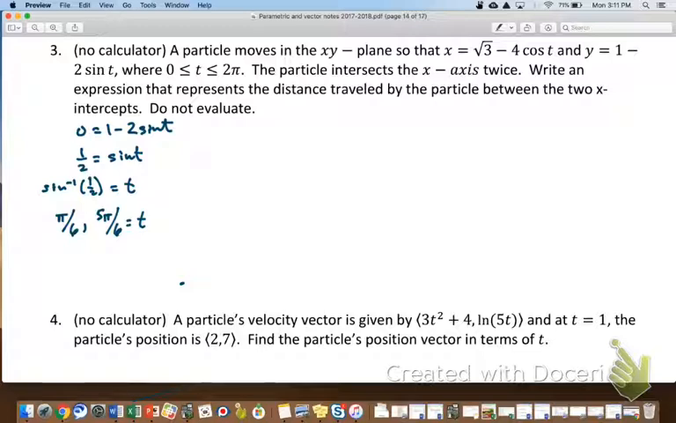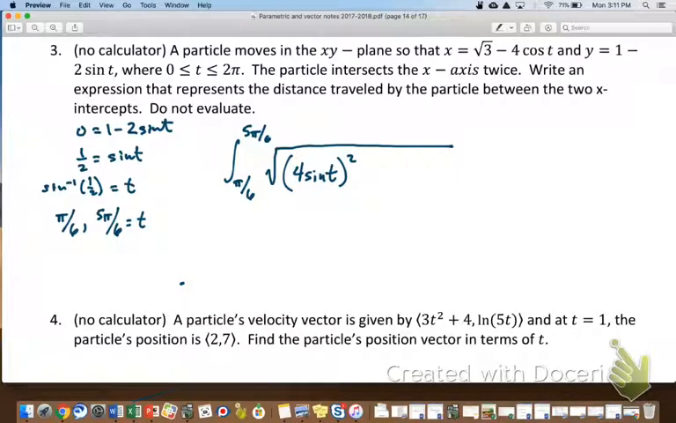So to set up the total distance traveled, I would go integral from pi over 6 to 5 pi over 6. Essentially the integral of speed. So dx/dt would be 4 sine of t, quantity squared, plus the derivative of y with respect to time, which would be negative 2 cosine of t, quantity squared, dt. And that would be your total distance traveled between those two times.